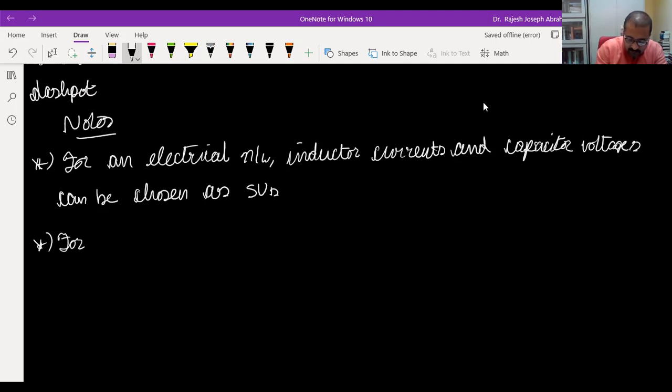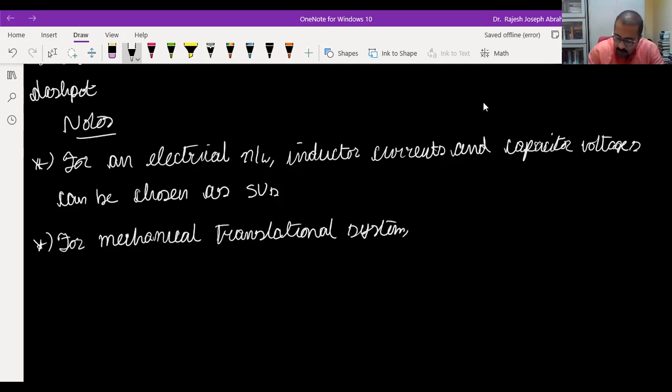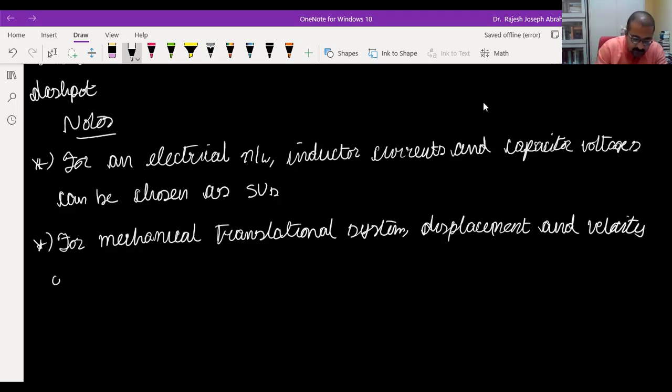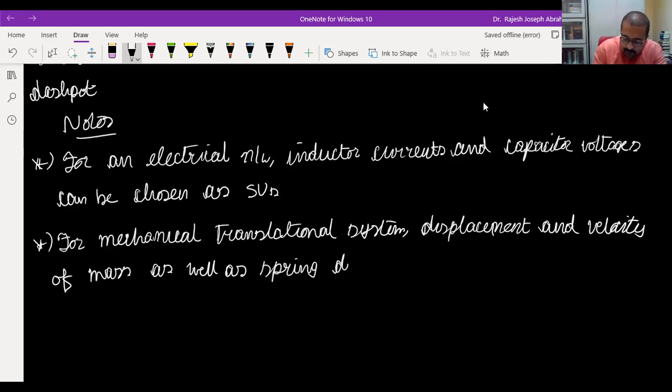For a mechanical translational system, displacement and velocity of mass, as well as spring displacement and spring force, qualify to be state variables.